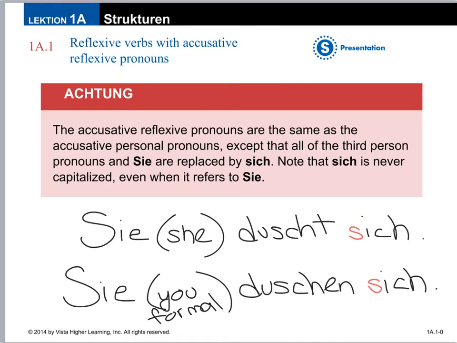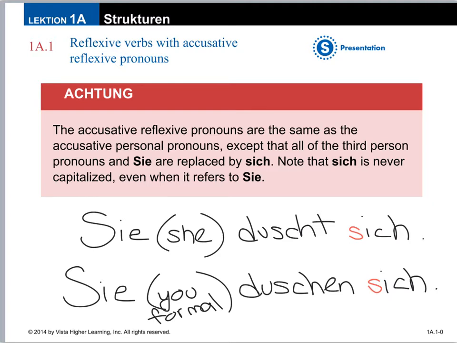You will notice that that list of pronouns is very similar to the personal pronouns. The only difference is that it's not sie and ihn, it's sich for er is sich, sie, sich, and es sich, as well as the sie plural and formal becomes sich. And notice that sich is never capitalized, even when it refers to the Sie formal.